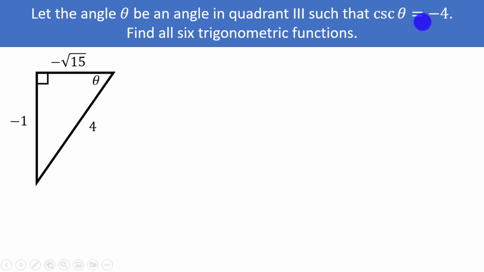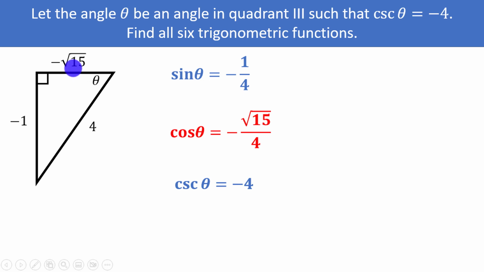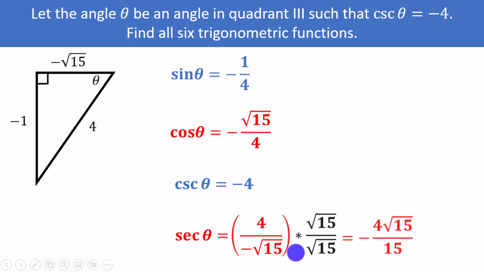We already know that cosecant of theta is equal to negative 4, and earlier we solved for sine by reciprocating. Cosine is adjacent over hypotenuse, or negative square root of 15 over 4. Secant is just the reciprocal of this, which is 4 over the negative square root of 15. We can rationalize the denominator by multiplying by the square root of 15 over itself to get negative 4 square root of 15 over 15.